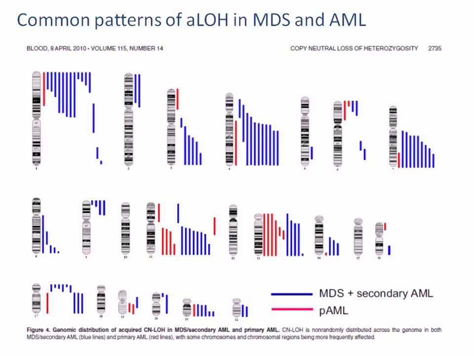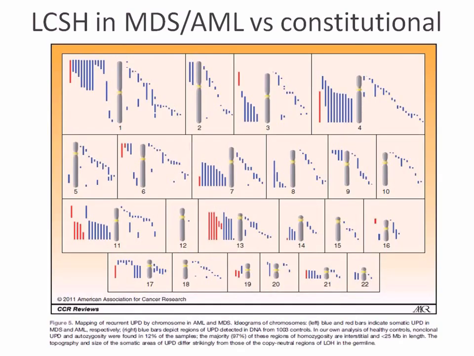Here's another paper that's just looking at this in MDS and AML. And again, it's the acquired LOH, it's not random. It hits certain regions more than others, and it's usually big, and it's usually terminal to the mechanism. And I also liked this paper because they actually did a comparison where they did acquired loss of heterozygosity on this side and constitutional loss or absence of heterozygosity on this side. And again, you can get that idea that acquired loss of heterozygosity is usually large and terminal. Constitutional absence of heterozygosity is more often interstitial and small. And again, it has to do with the mechanisms for these two phenomena.